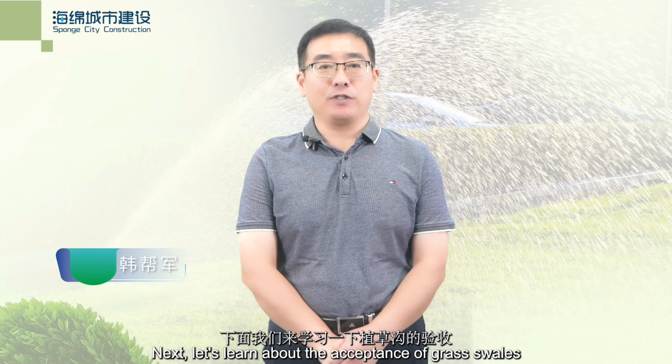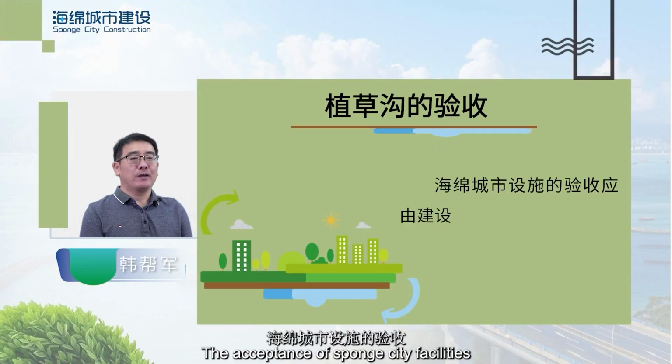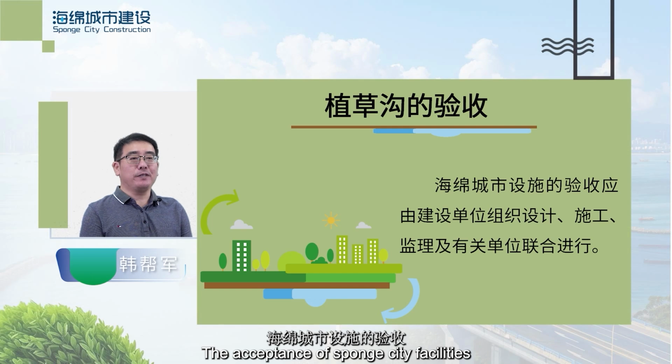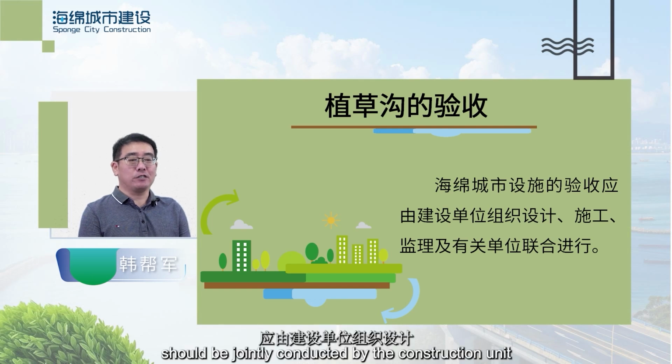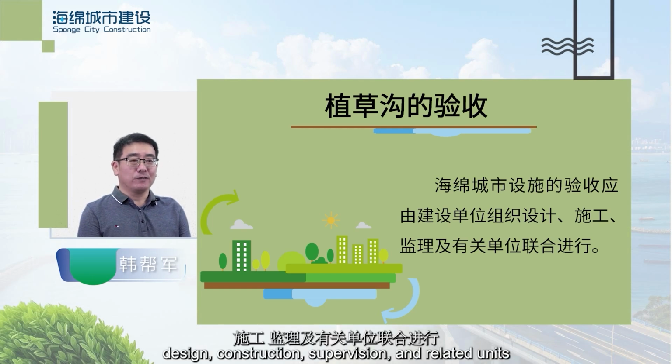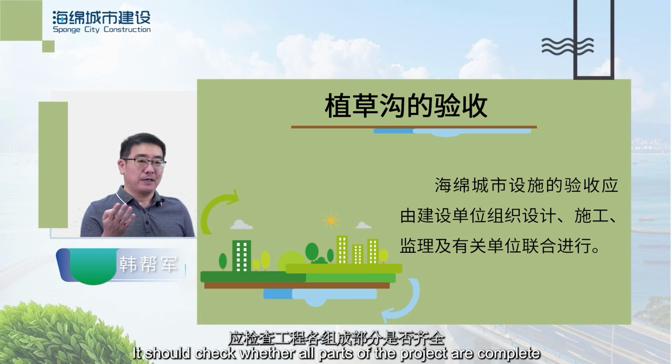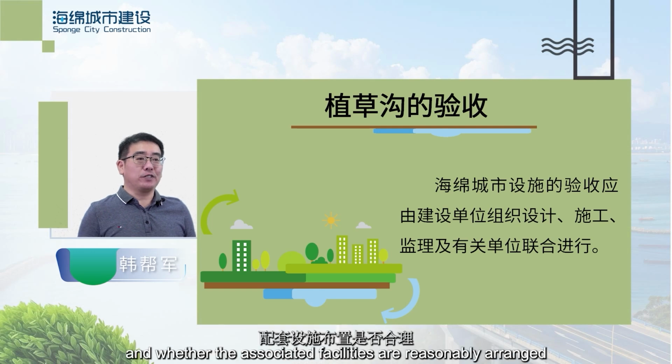Next, let's learn about the acceptance of grass swales. The acceptance of sponge city facilities should be jointly conducted by the construction unit, design, construction, supervision, and related units. They should check whether all parts of the project are complete and whether the associated facilities are reasonably arranged.